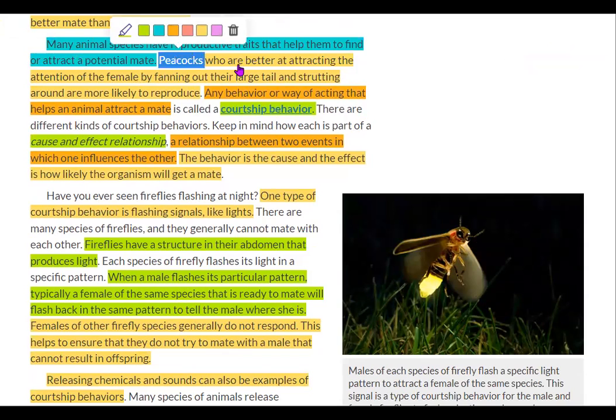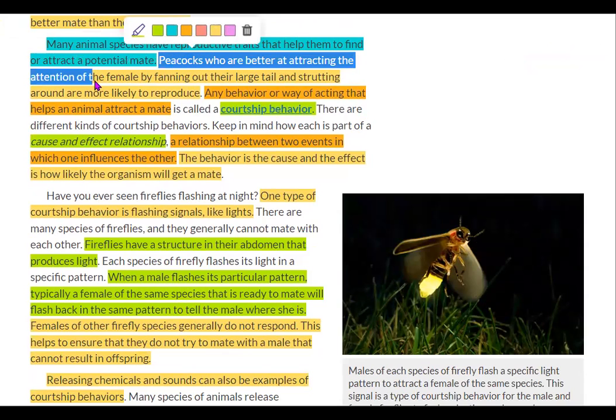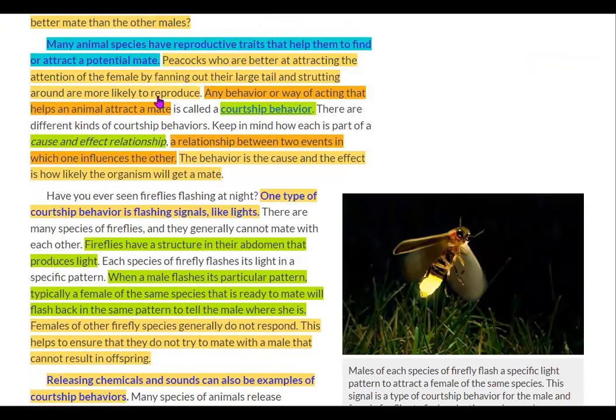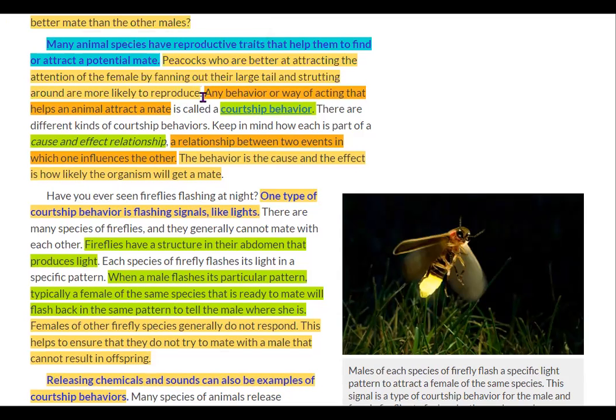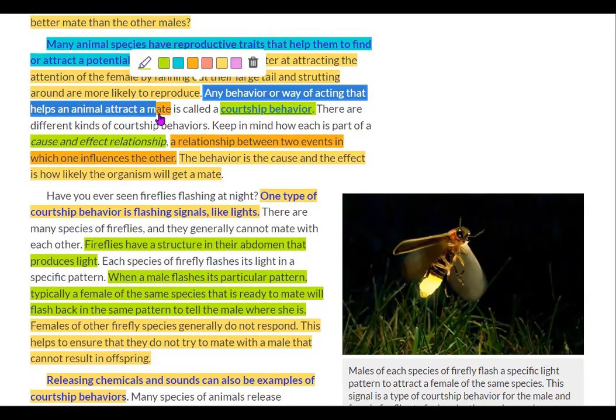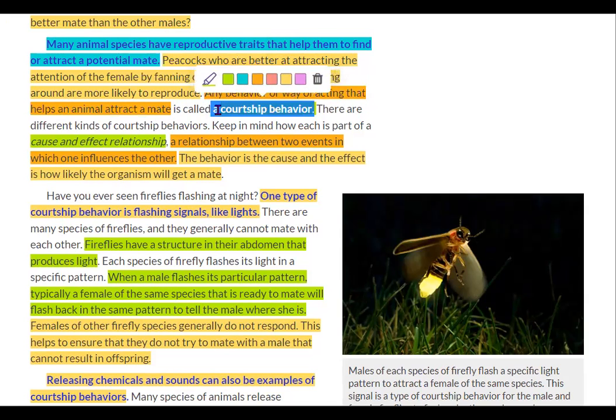There are peacocks who are better at attracting the attention of the female by fanning out their large tail and strutting around, right? And so these peacocks, the ones who are showing off their tails and strutting around, they're more likely to reproduce, right? Because they're around more and they're out there. And so any behavior or way of acting that helps an animal attract a mate is called courtship behavior, right?